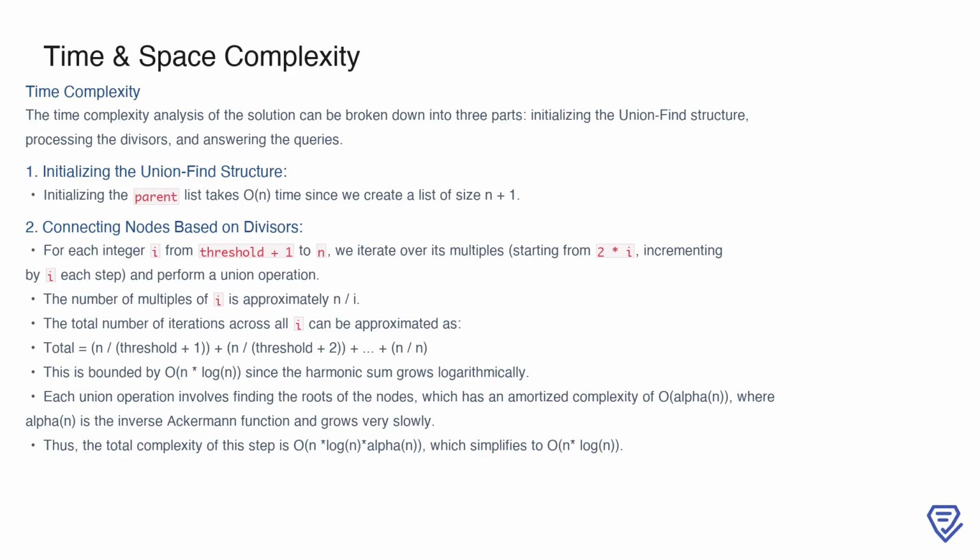Additionally, each union operation requires finding the roots of the nodes, which has an amortized complexity of alpha(n), where alpha(n) is the inverse Ackermann function and grows extremely slowly. Combining these, the time complexity for this step simplifies to n * log n.